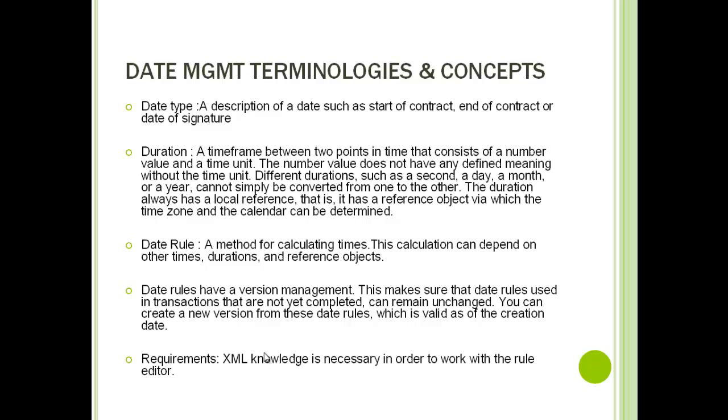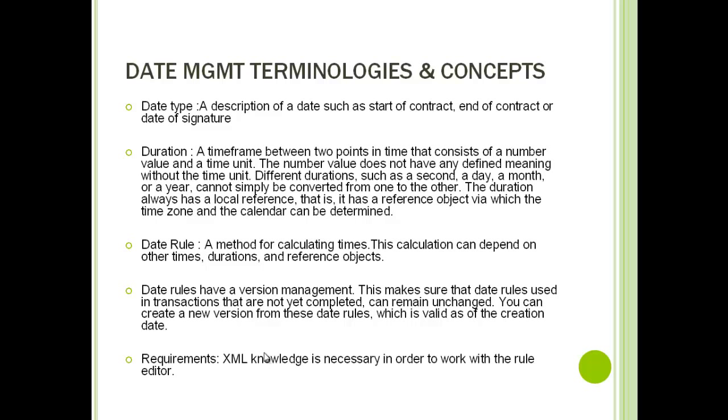Then we have date rules. It's a method for calculating times. This calculation can depend on other times, durations, and reference objects. It's basically used for automatically calculating some dates based upon certain formulas or rules. The prerequisite for writing date rules is XML knowledge. The date rules have version management. This makes sure the date rules used in transactions that are not yet completed can remain unchanged.